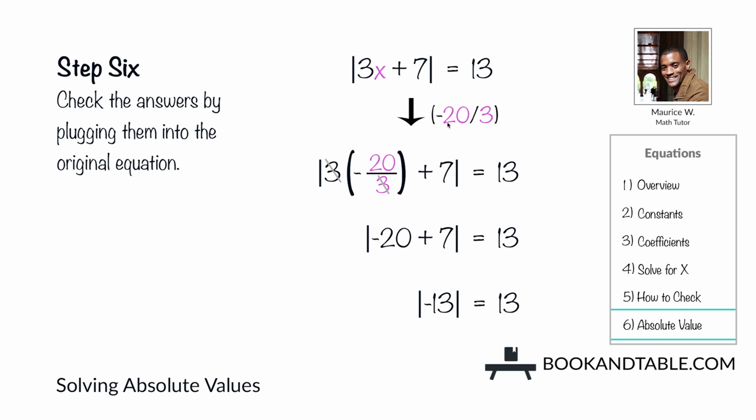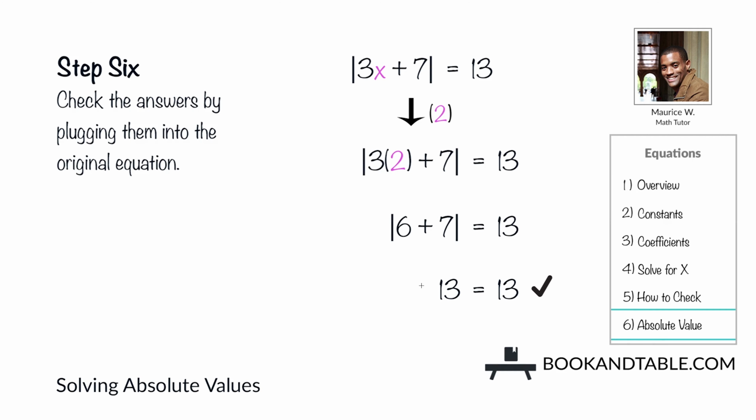When we do that with negative 20 over 3, 3 times negative 20 over 3, our 3's cancel out, leaving us with negative 20 plus 7. Negative 20 plus 7 is equal to negative 13, and the absolute value of negative 13 is positive 13. So when we plug in negative 20 divided by 3 in place for x, we confirm that the left side has the same value as the number on the right side, thus confirming that our answer was correct.